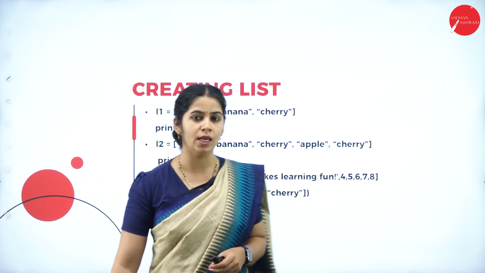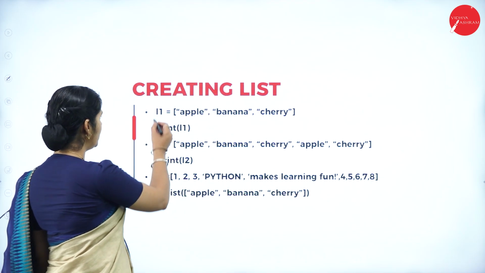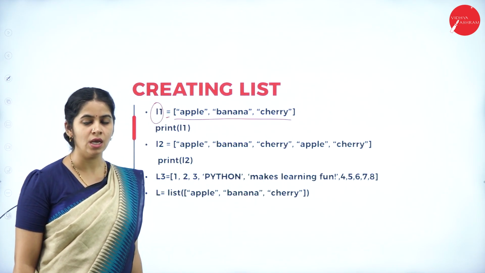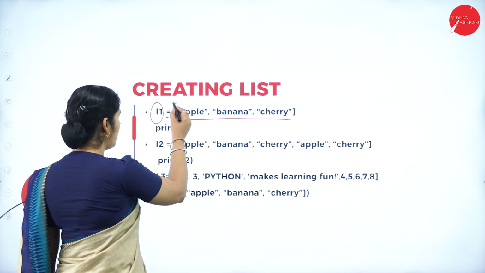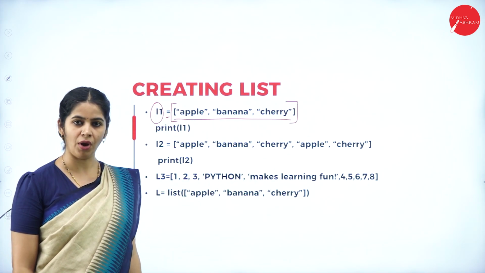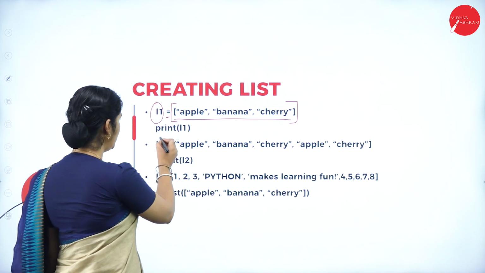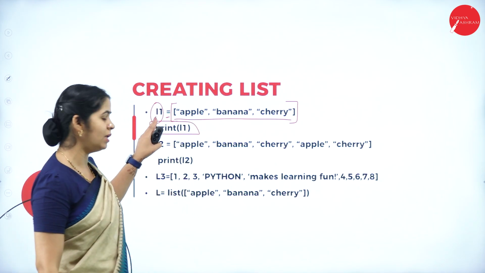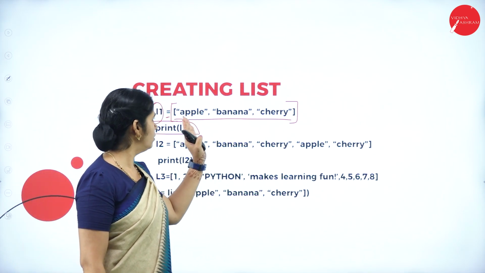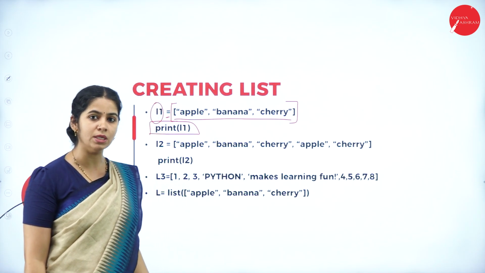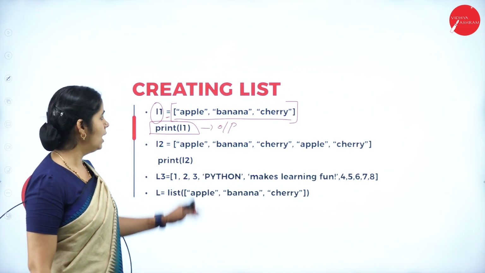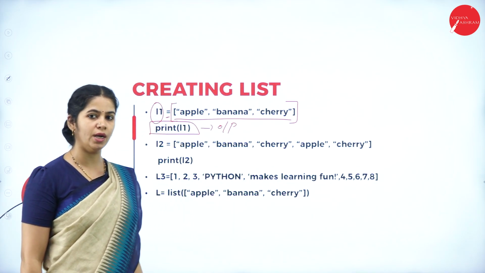So how can we create a list? By giving the list name, the assignment operator and the elements within the list. That's all we have to provide, and keep in mind that we have to provide them within square braces, right? So this is how we are going to create it. Print L1. What is my list name? The list name is L1. What are the elements I have in the list? Apple, banana and cherry. These are all the elements that will be printed as output.